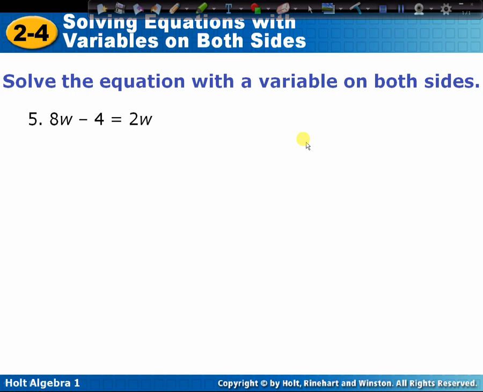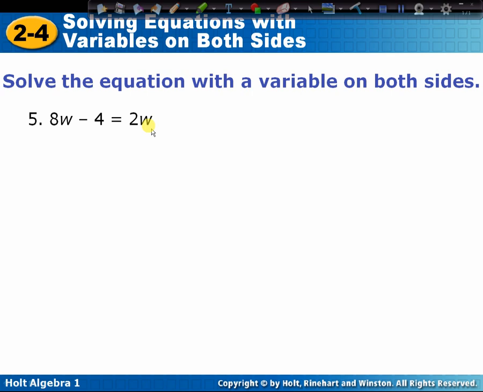All right, number 5 says 8W minus 4 equals 2W. Again, we're going to go through all 5 of those steps. The first one is, are there parentheses? And there's not. The next step is, are there like terms? There are not like terms, because if I look at the left-hand side, I can't put an 8W with the 4, because again, the 8 has a W and the 4 does not. And on the right-hand side, there's only 2W, so there's nothing to combine there.